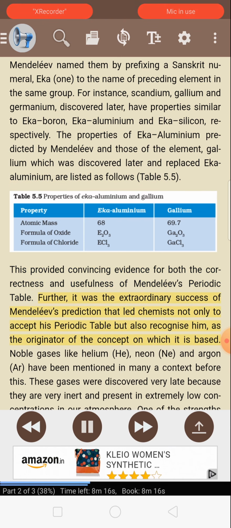5.3 Making order out of chaos, the modern periodic table. In 1913, Henry Moseley showed that the atomic number of an element is a more fundamental property than its atomic mass, as described below. Accordingly, Mendeleev's periodic law was modified and atomic number was adopted as the basis of the modern periodic table, and the modern periodic law can be stated as follows. Properties of elements are a periodic function of their atomic number.